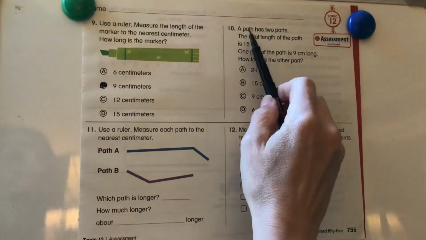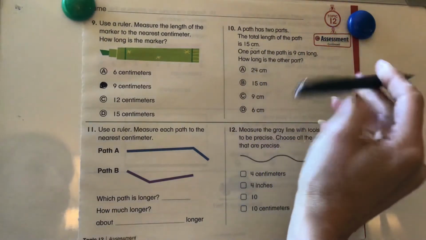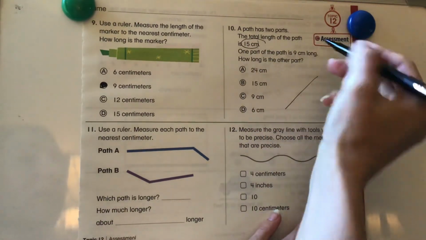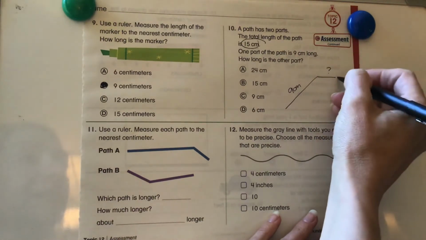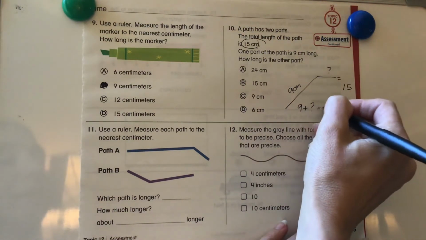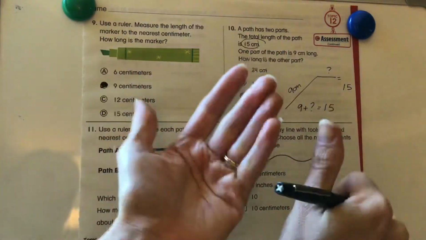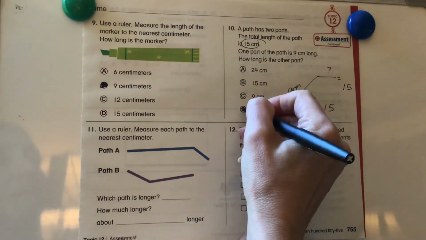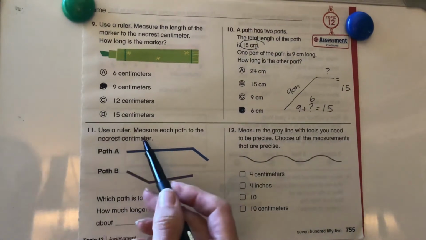Okay, number 10. A path has 2 parts. The total length of the path is 15. So we know our total is 15 for the path. One part of the path is 9 centimeters long. So I know one part is 9 centimeters plus this equals 15. So 9 plus what equals 15? Well, I'm just going to count up. 9, 10, 11, 12, 13, 14, 15. 1, 2, 3, 4, 5, 6. So I know that 9 plus 6 equals 15.